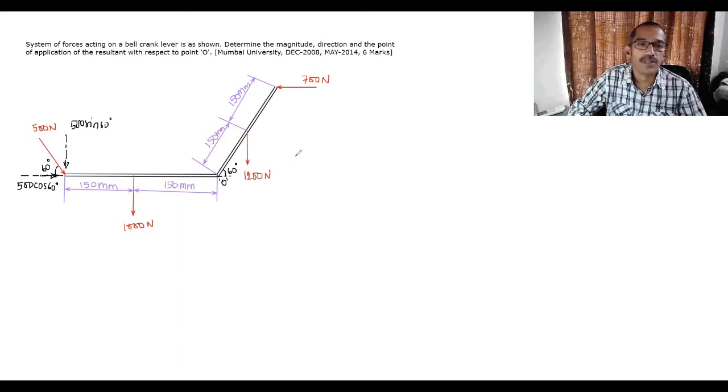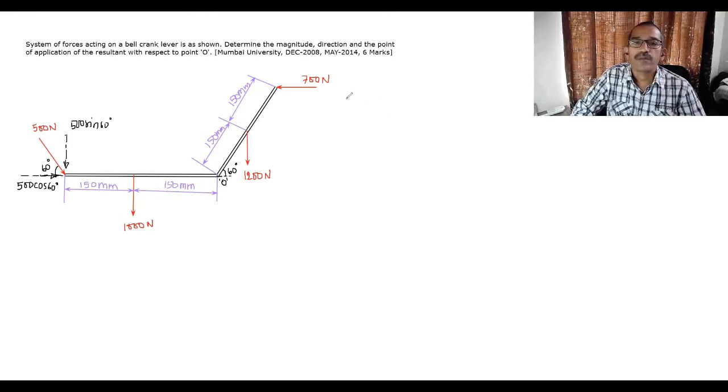What is the method of solving the problem? First, we'll find Rx, then we'll find Ry equal to summation of Fy. Then we'll find R equal to square root of Rx square plus Ry square, and theta equal to tan inverse of Ry upon Rx. This is to find the magnitude and direction of the resultant. In the next step, we'll apply Varignon's theorem of moments and find the point of application of the resultant.